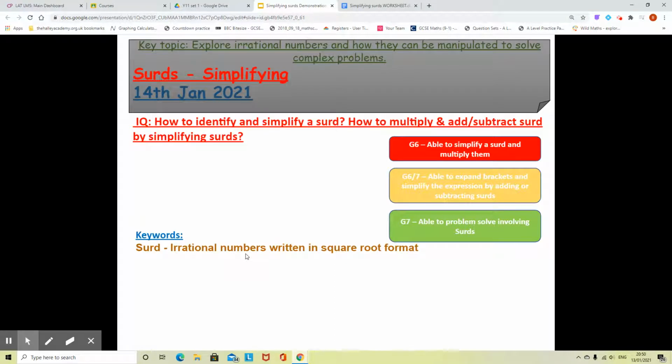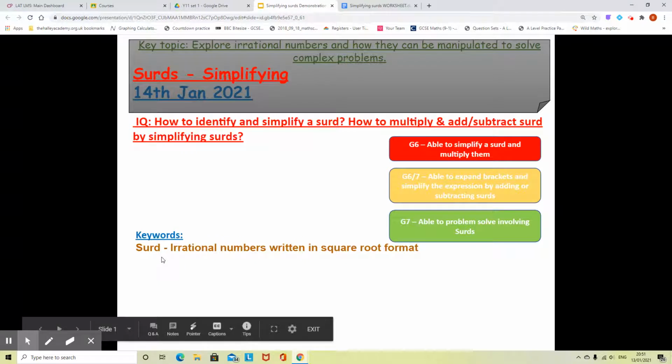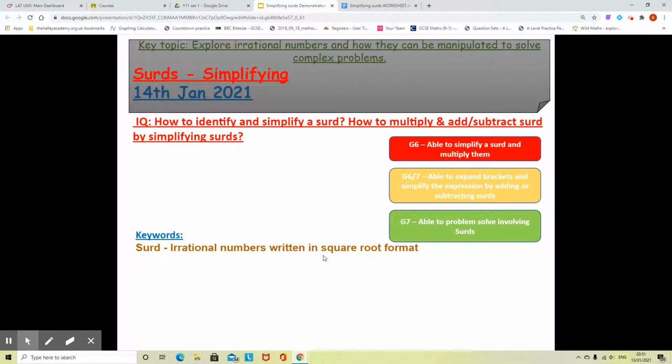Hello everyone. In this lesson, we're going to focus on simplifying surds. Our key inquiry questions are how to identify and simplify a surd. Later, we'll focus on how to multiply and add or subtract surds. Firstly, what is a surd? Surds are irrational numbers written in square root format.